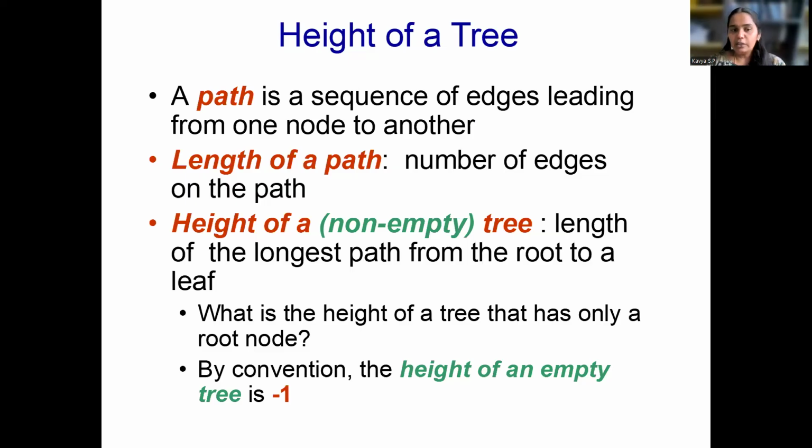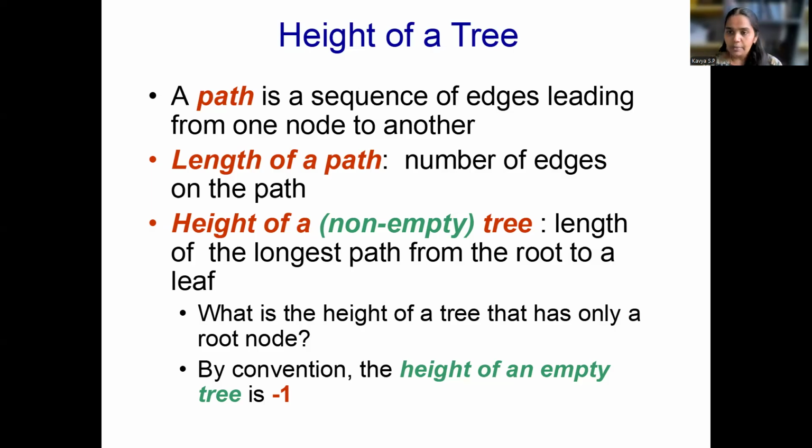Similarly, length of the path is nothing but the number of connecting edges. The number of edges you have to move across in order to traverse from source to destination is the length of that path. Talking about the height of a non-empty tree. An empty tree cannot have a height because it doesn't have any edge or node.